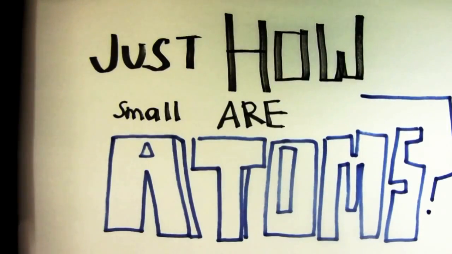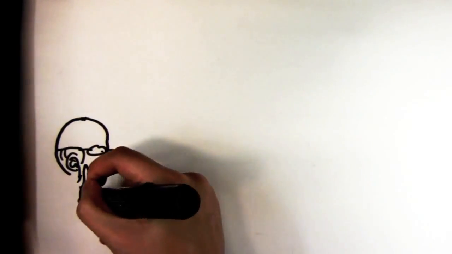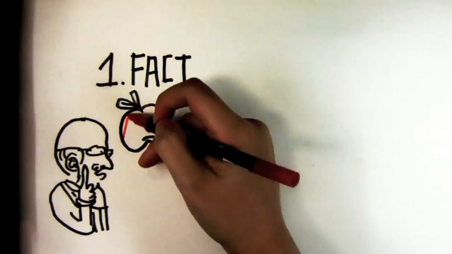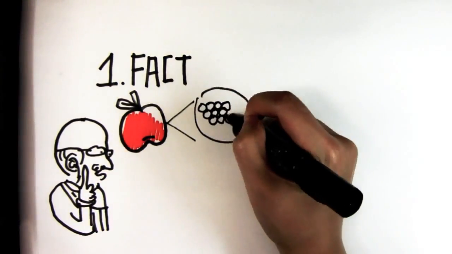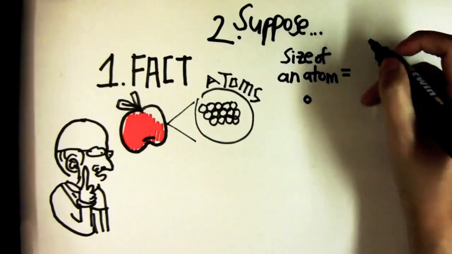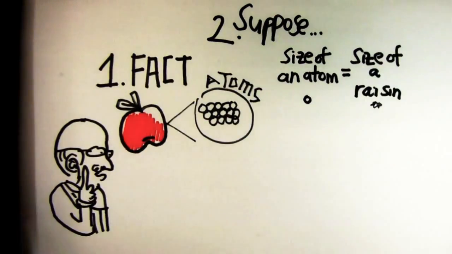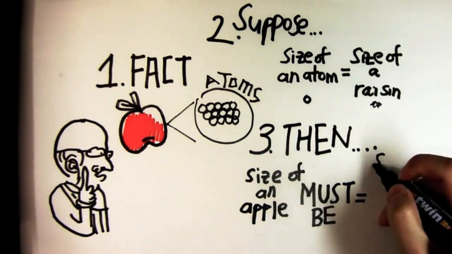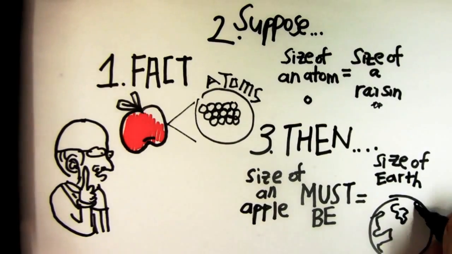So, just how small are atoms? Earlier, we discussed that all matter is made out of atoms. So, if we look at an apple, we know that it is made up of atoms. Let us imagine that the size of just one atom from the apple is equivalent to the size of a raisin. Then, the size of the apple must be equal to the size of the earth.